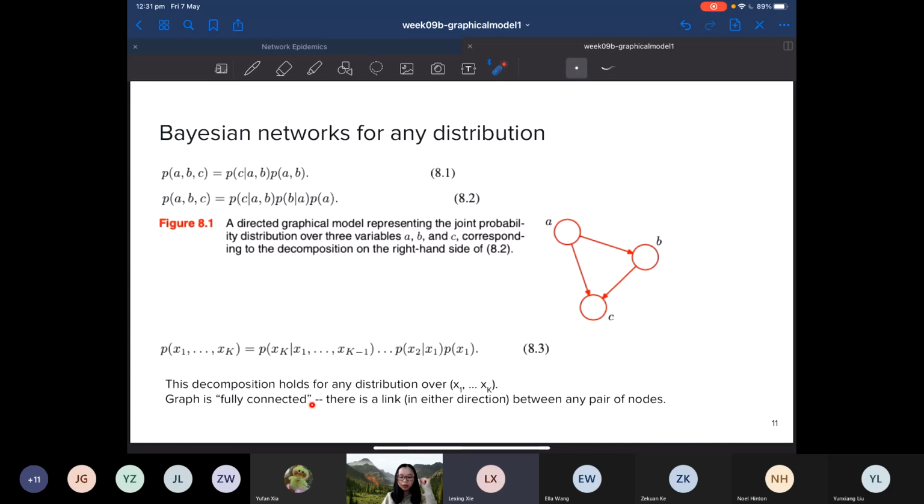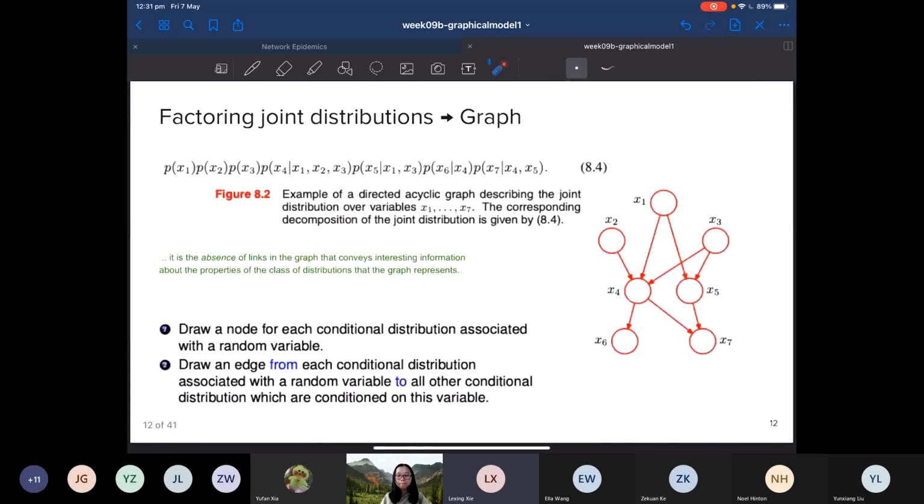And the graph is fully connected in the sense that if we ignore the direction of the arrow, there is a link between any pair of nodes. We can intuitively see here, right? A higher numbered node is connected to all of the other nodes that have a lower number than it. K is connected to the rest of the k-1 nodes. K-1 is connected to 1 through k-2, and so on. So far, we haven't gained anything. We were just doing the sum and product rule exercise, right?